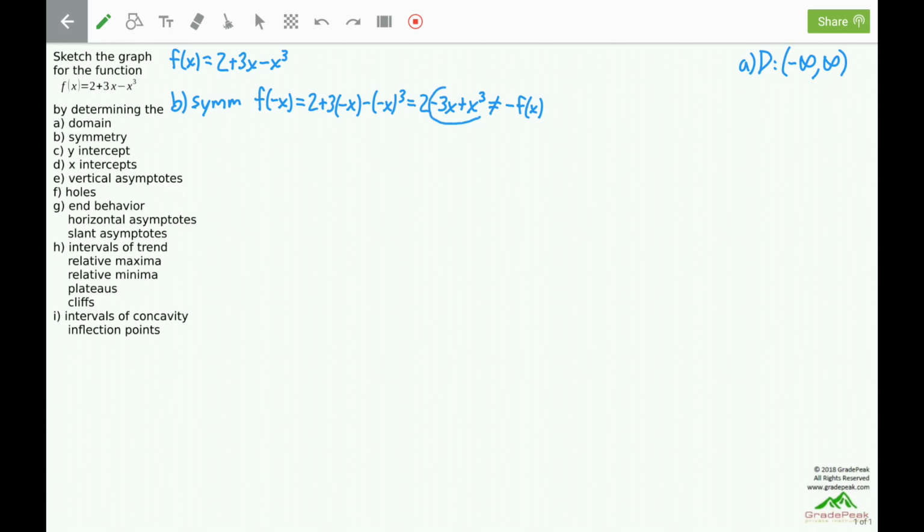Comparing the next two terms to the original, they are both opposite sign of the original. So this also does not equal the original function f of x, so it will not have y-axis or even symmetry either. So for symmetry, it has none.